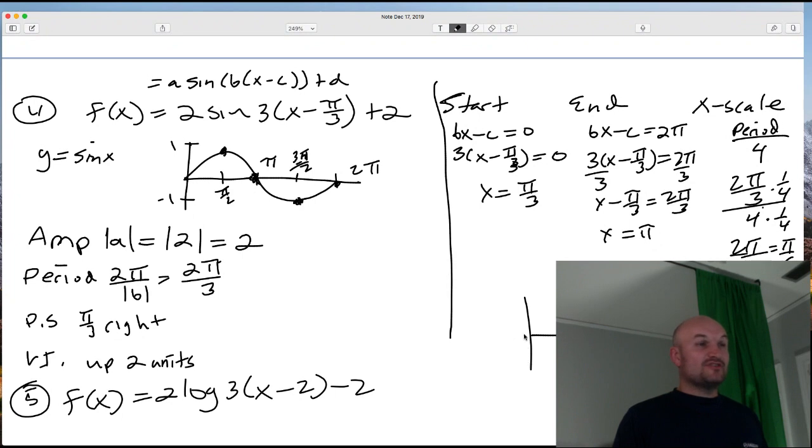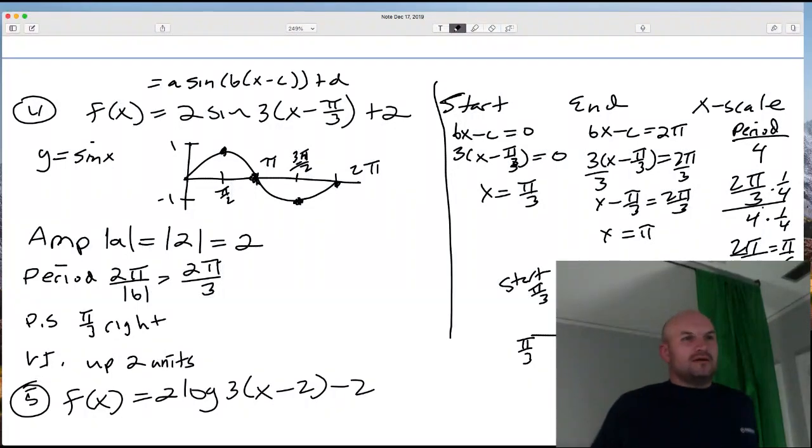So the graph is going to start at pi over 3. So this is not the x-axis, or the y-axis. This is just going to be at pi over 3. And then basically I'm going to have 4 different points. So I'm going to have pi over 3. Here it's going to be 2 pi over 3. 3 pi over 3, which is just pi. 4 pi over 3. Uh-oh. Wait a minute. What happened here? What did I do wrong? Oh, pi over 6. I'm an idiot.